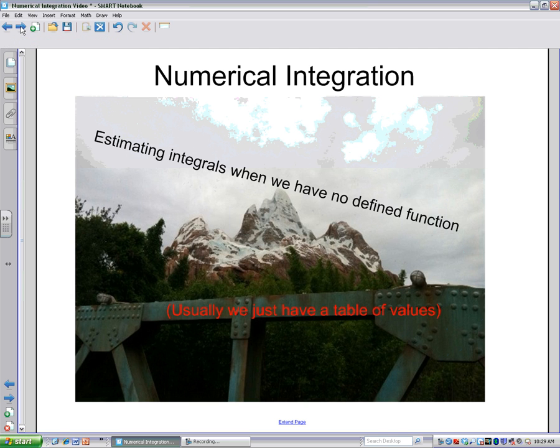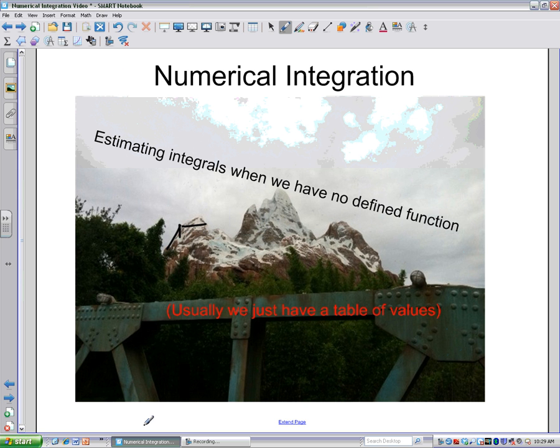All right, so we'll go to that one. So again, that's actually from Expedition Everest at Disney. You're in a little thing, you get up to here and you go backwards back into the cave. The Yeti gets you. But it'd be an interesting curve. We wouldn't have a function for it, but we could figure out the area if we had enough data points just by putting some rectangles or trapezoids or something like that in there and approximating the shape.